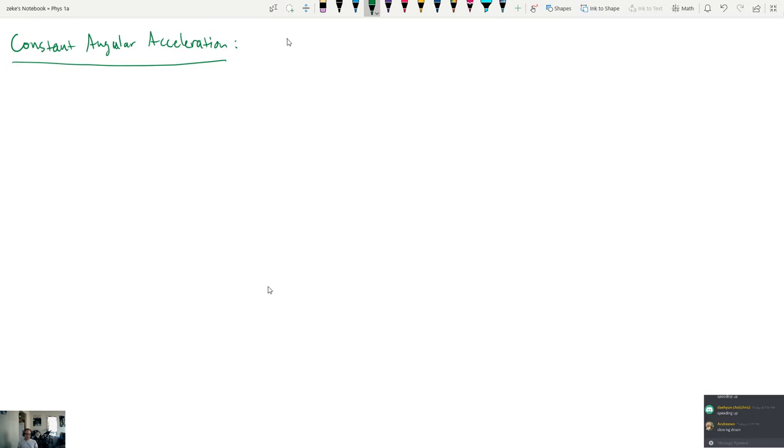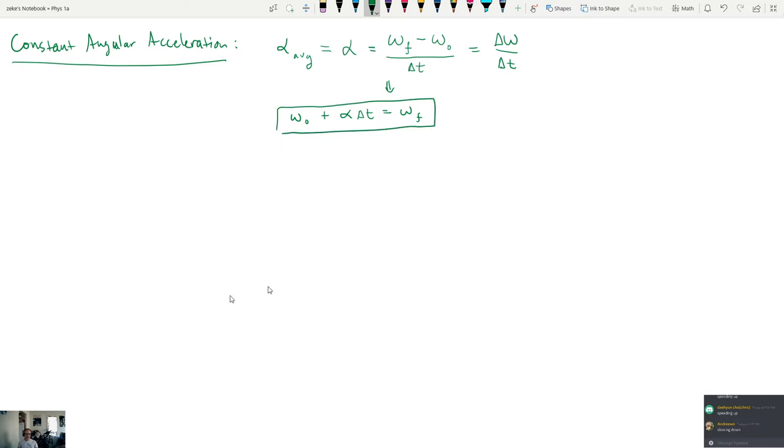So when an object has a constant angular acceleration, that means that its average angular acceleration is the same thing as its instantaneous acceleration. And I said above that this was equal to the change in the angular speed, omega final minus omega initial, divided by the time interval, delta t, over which you observe the object. So this is just another way to write the expression I wrote above. If we write it like this, we can turn this into one of our kinematic equations by multiplying alpha times delta t and then adding omega initial, and saying that this is equal to omega final. So this is one of the angular kinematic equations that you can use. Again, this only works with constant angular acceleration.